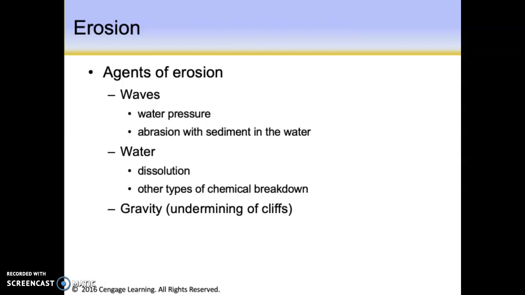So let's take a look at the agents of erosion. What actually shapes this coastline once it's present? The primary agent of erosion, of course, is going to be waves in the water. What most people think of immediately would be the water pressure. A wave hits you, it can knock you over. A big wave has a lot of pressure, so it can move things around a lot.